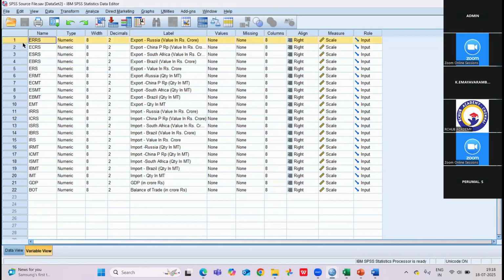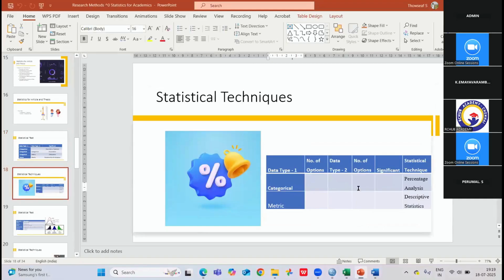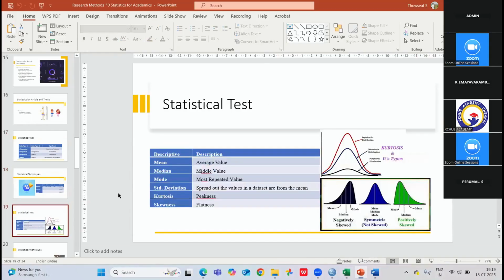I told you, right? When it is categorical data, like gender, age, income level, and other categories, you have to perform a percentage analysis. But if the data is metric, purely numbers, then you have to go for descriptive statistics. What is descriptive statistics? It deals with mean, median, mode, standard deviation, kurtosis, and skewness. That's what I am going to do right now.